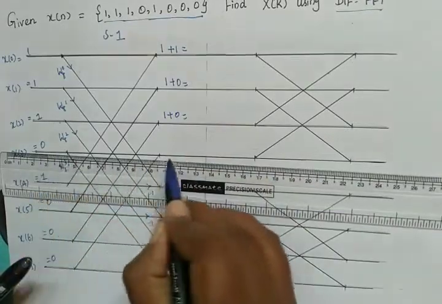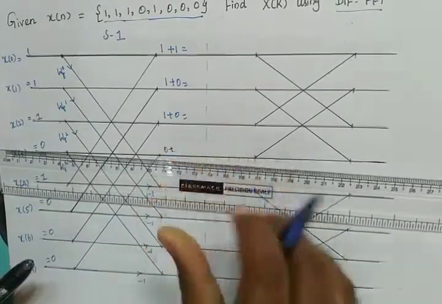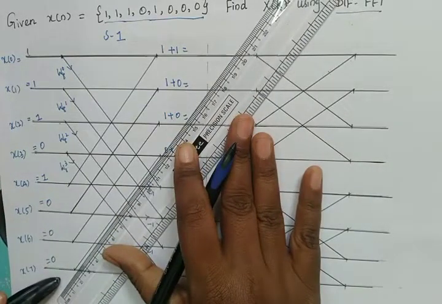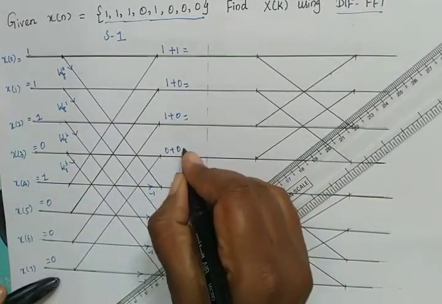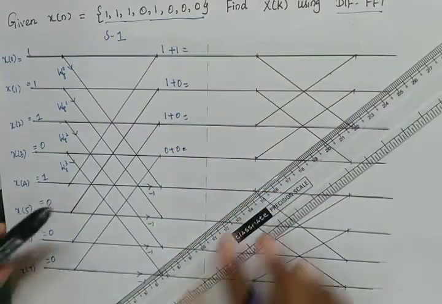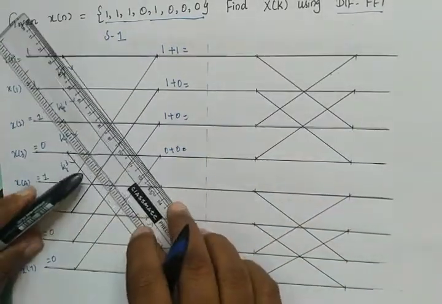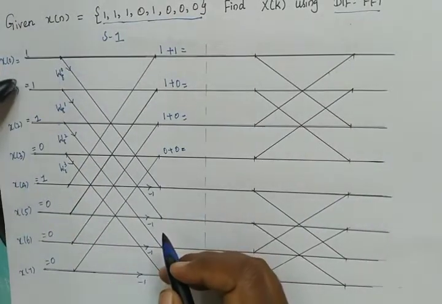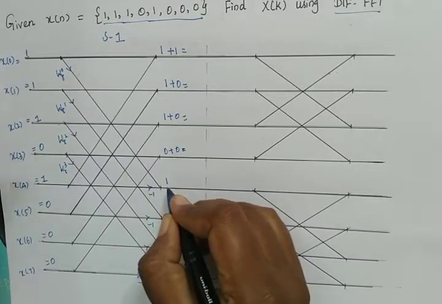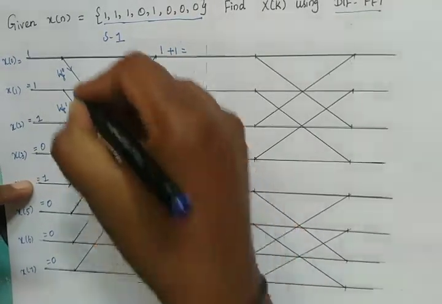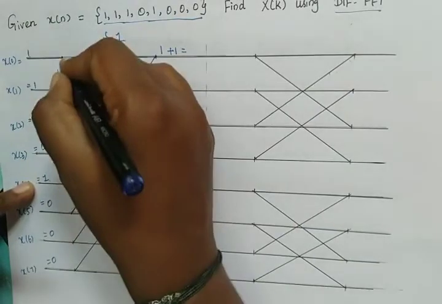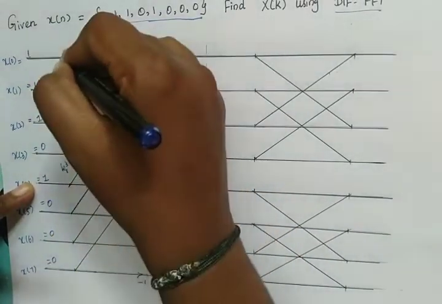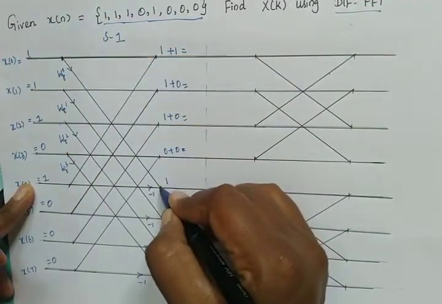Now check this line. Here we have 0 plus 0, which is equal to 0. Now here, check this line. Here it is 1, here we have 1. Then the twiddle factor W8 power 0 is multiplied with 1 as well as with this number, because this twiddle factor comes to this point.